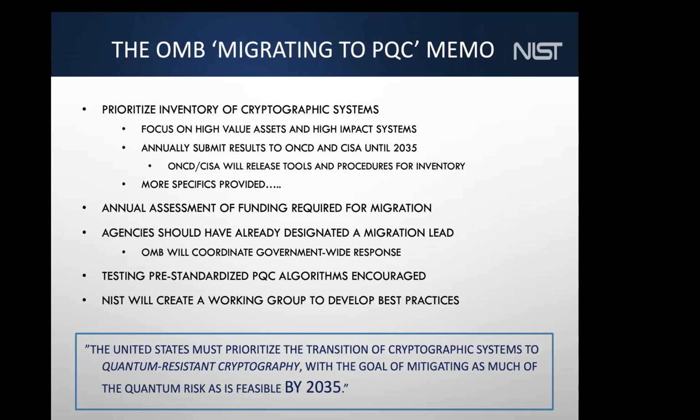And then here are some of the specific things that the OMB memo said that federal agencies needed to do. They needed to designate a person to be leading the migration, figure out how much funding this was going to take. Testing algorithms was encouraged. They were supposed to start on their inventory and report this back up so the government could collect all this information and see it from the top down, how everything is going. All of this is to, again, work towards the government's goal of migration by 2035 as much as possible.